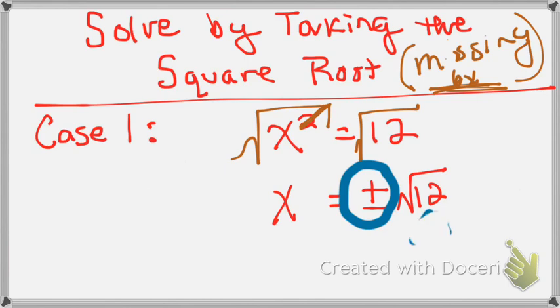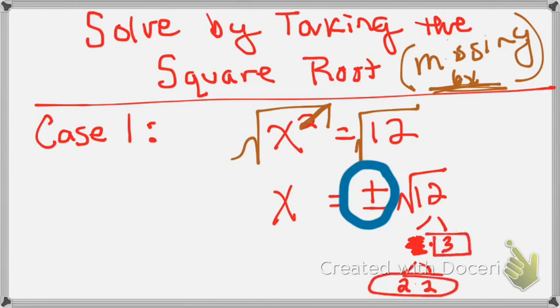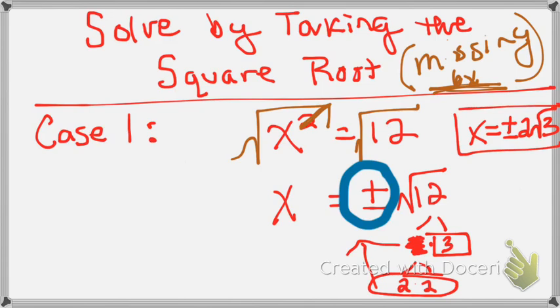Now, I'm going to go ahead and look at 12 to see, does 12 simplify? Okay, so I'm going to break 12 down. 4 times 3, 2 times 2. Okay, I've broken down all of this. I'm going to find my pairs, and I'm going to keep what's inside. Okay, so I have x is equal to plus or minus. The pairs come out. The 3 stays under. 2 square root 3. That is my solution for case 1.